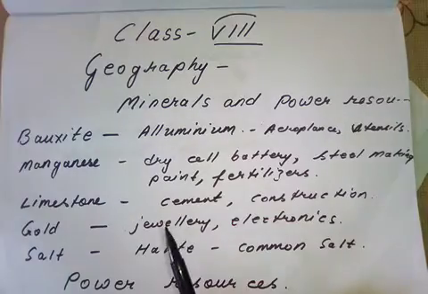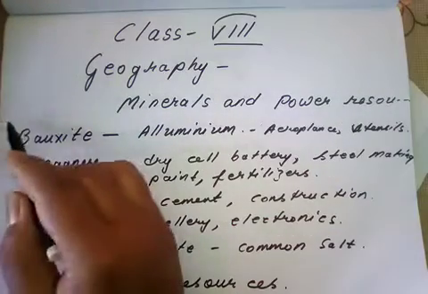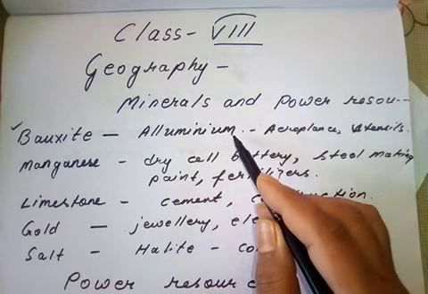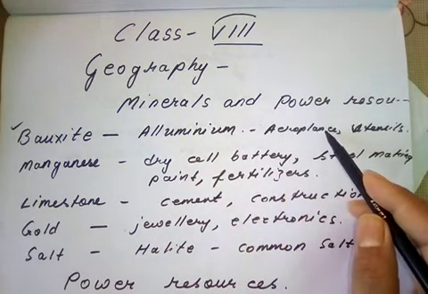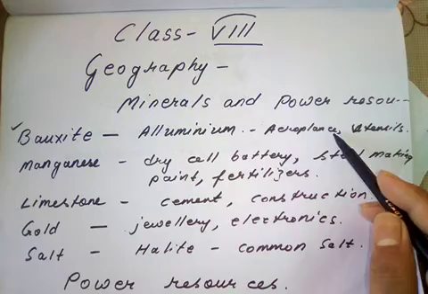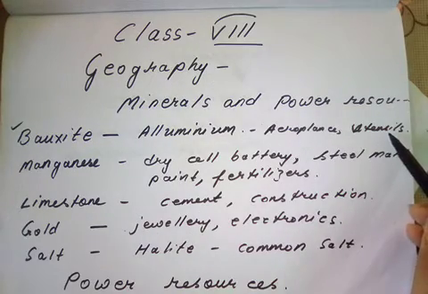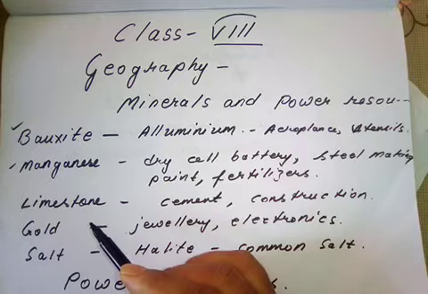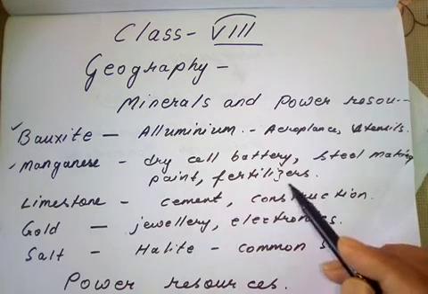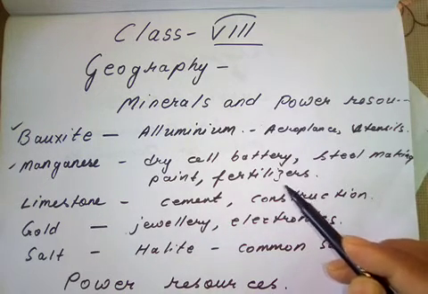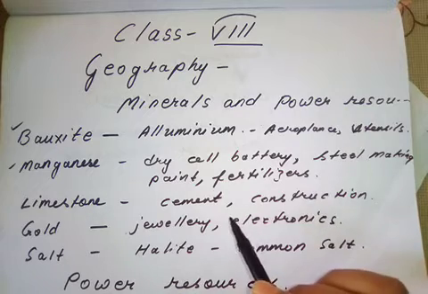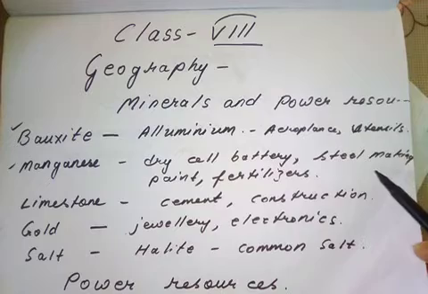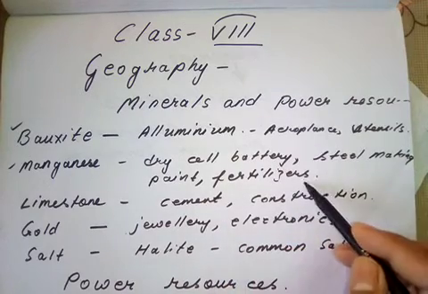which are used in our day-to-day life, like the ore that we are getting, like bauxite. From bauxite we are extracting aluminium, and aluminium is used in constructing and making aeroplanes and utensils that we are using in our kitchens. The manganese which is used to make dry cell batteries that we use in our torchlight or remote of our TV or any toys. Manganese is also used to make steel, paints and fertilizers.